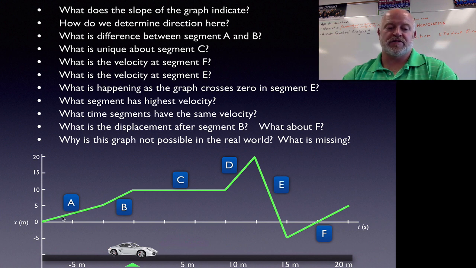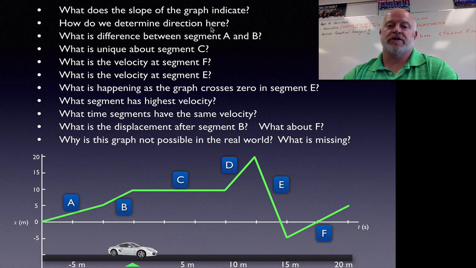We have a positive slope here. If we take a look, we go up 5 meters in 2 seconds. So we have 5 divided by 2, or 2.5. So we go 2.5 meters per second, okay? So that tells us our velocity during segment A is 2.5 meters per second. That's what the slope is telling us. It is telling us the velocity.